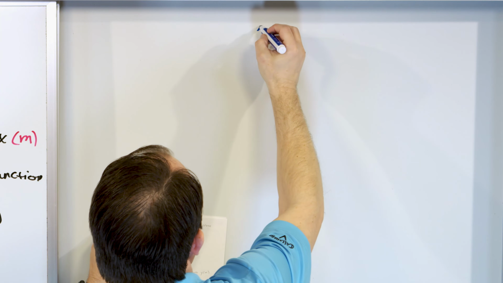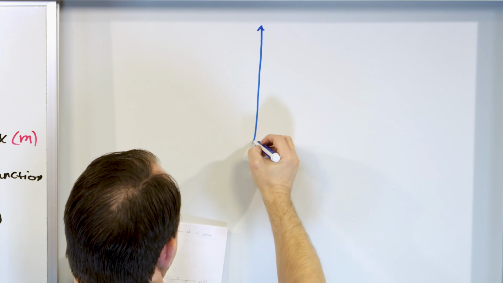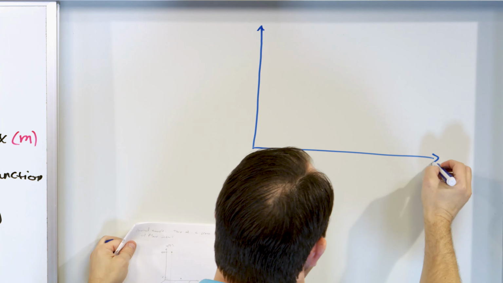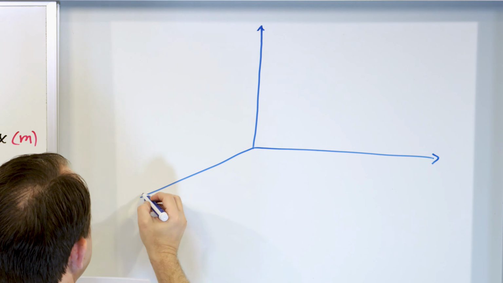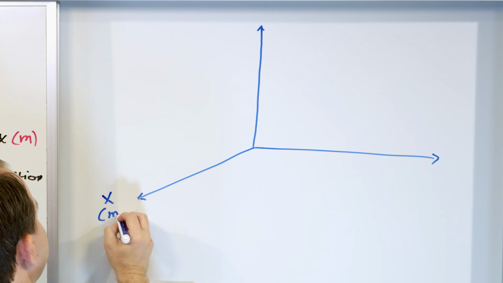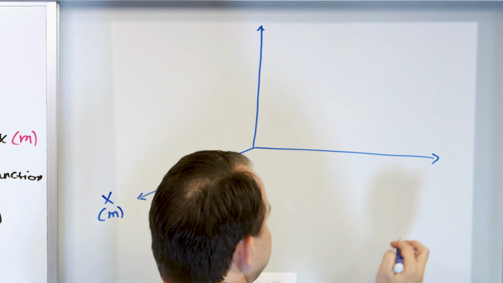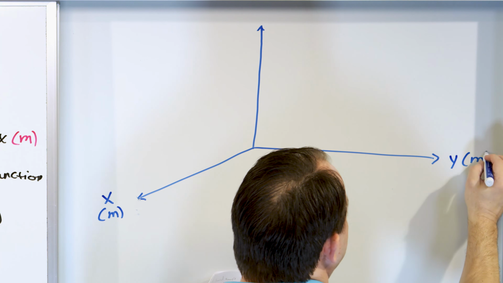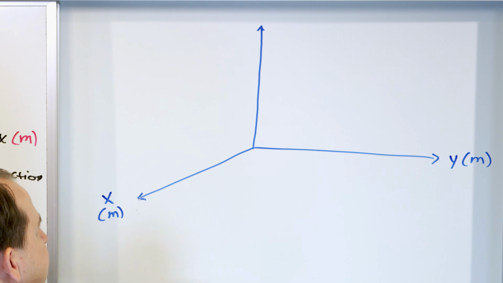Before we draw any kind of plate, we have to draw our XYZ system. So here's one direction, here's the other direction, and here's the other direction like this. So this is the X direction. We're going to say it's in meters. That's how we're measuring the length along the plate. And then we have the Y direction. This is also in meters, so we can measure where we're at in the plate.